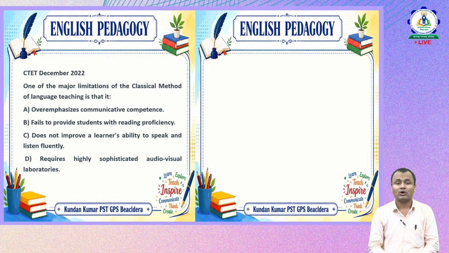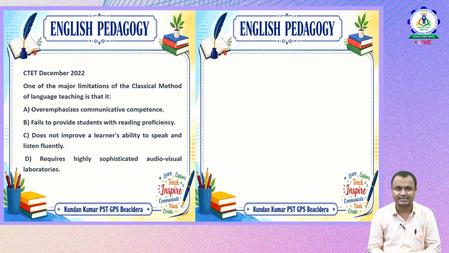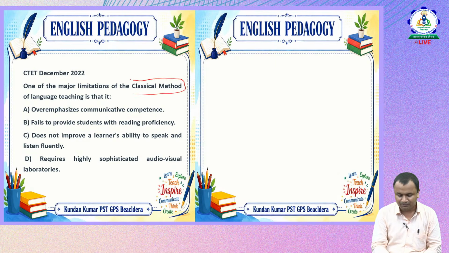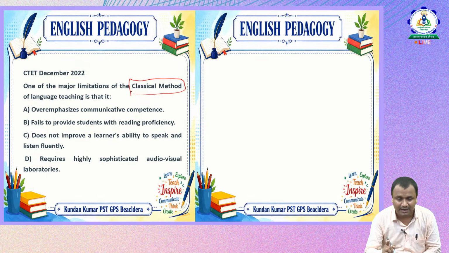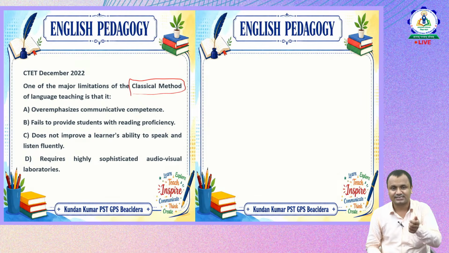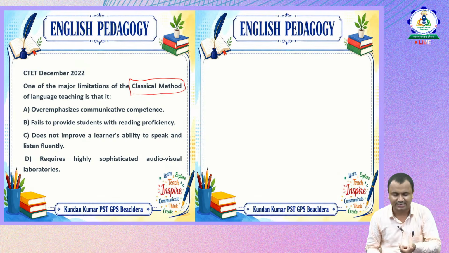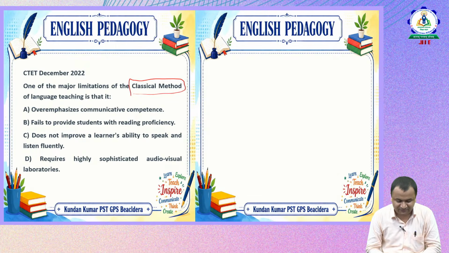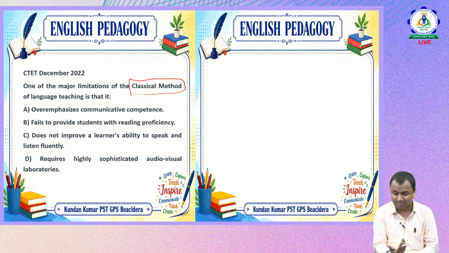Next, one of the major limitations of the classical method of language teaching is that, when we say classical method, it means we are talking about GTM. Classical method is another name of GTM, the synonym of grammar translation method. Okay, one of the major limitations of grammar translation method or classical method is it overemphasizes communicative competence. Do we focus on communicative competence while teaching through grammar translation method or classical method? The answer is no. It fails to provide students with reading proficiency.